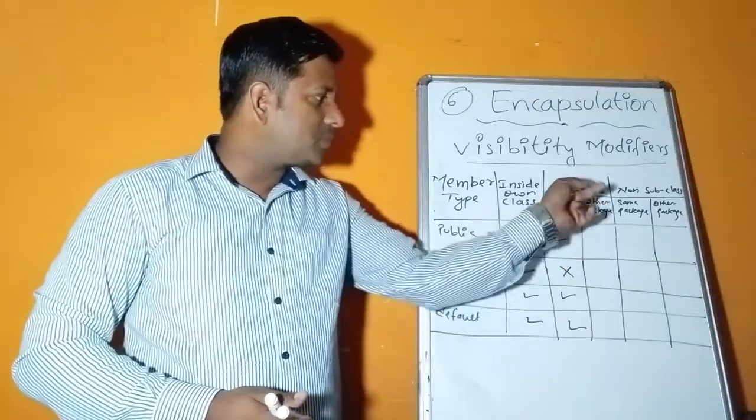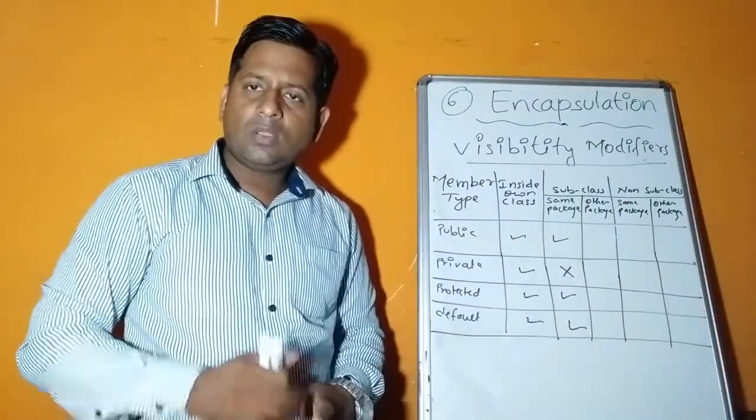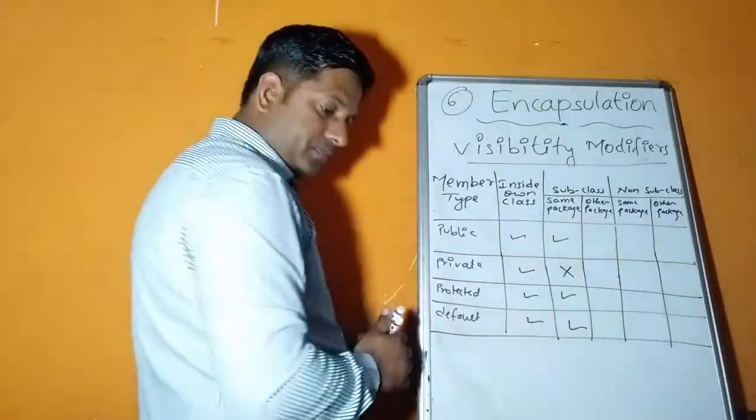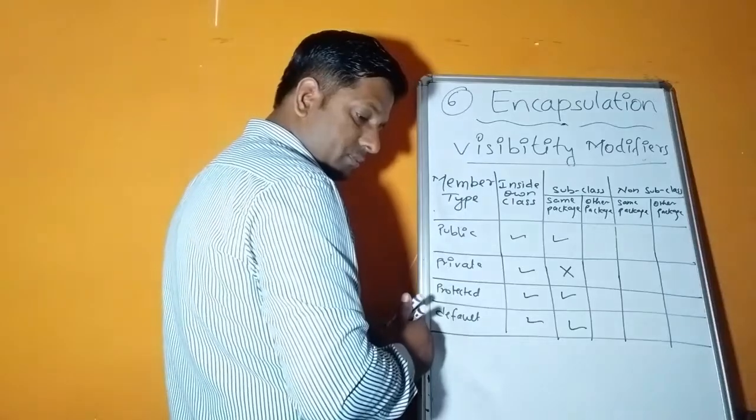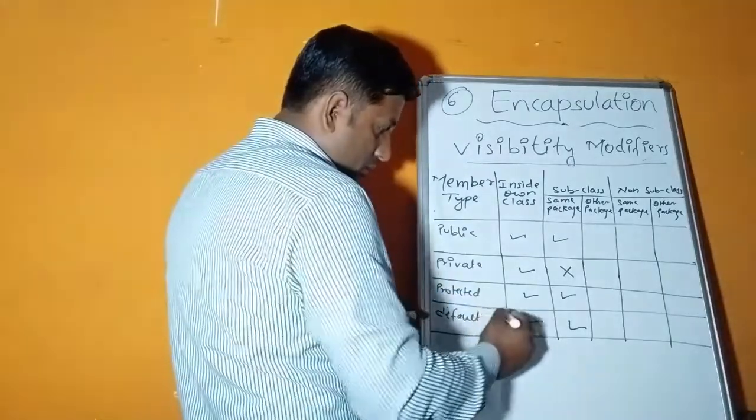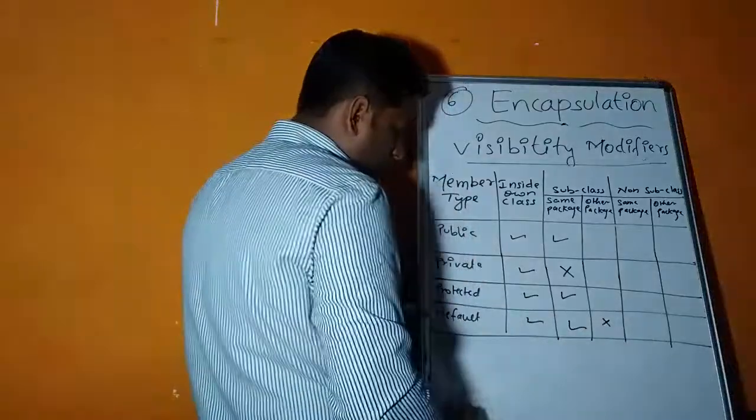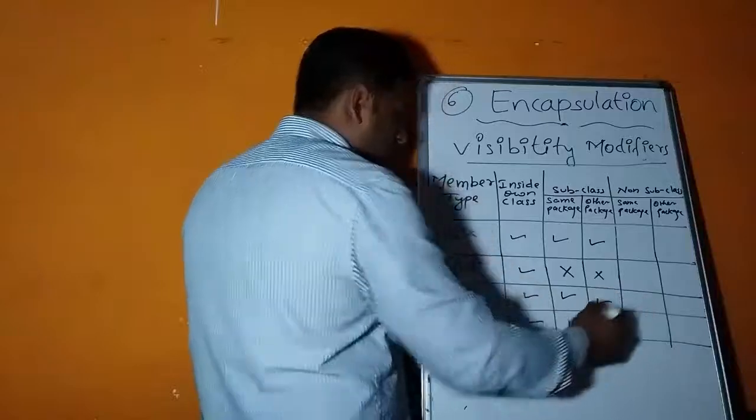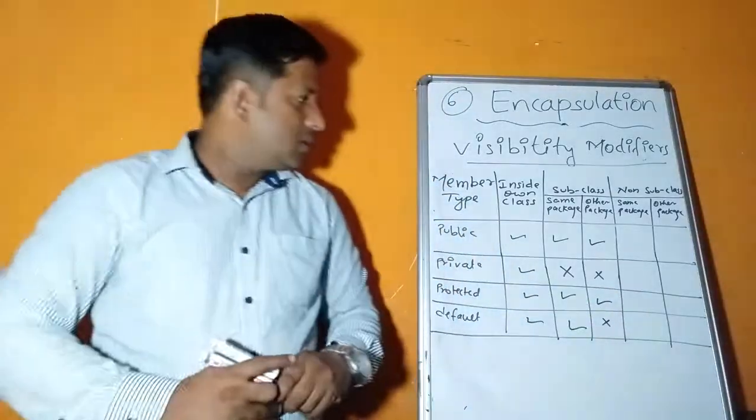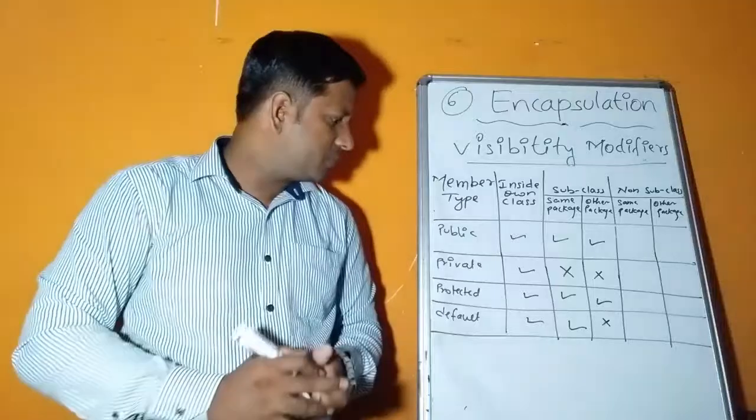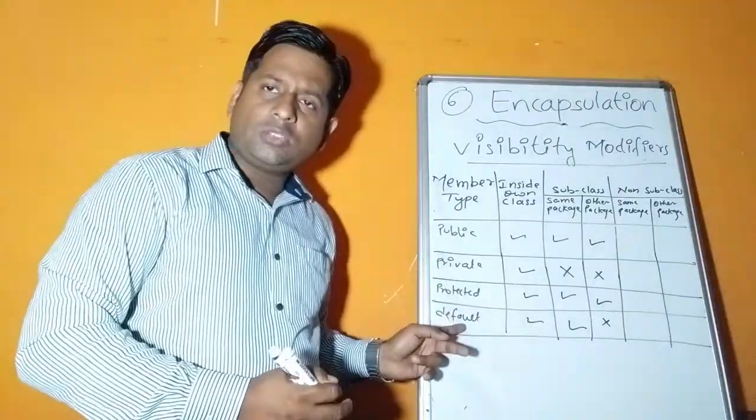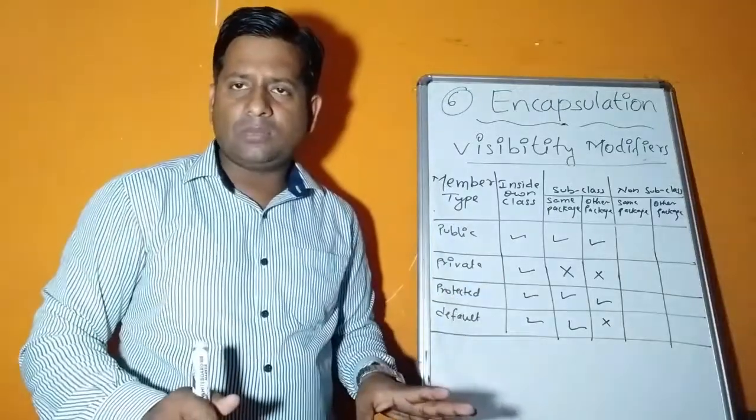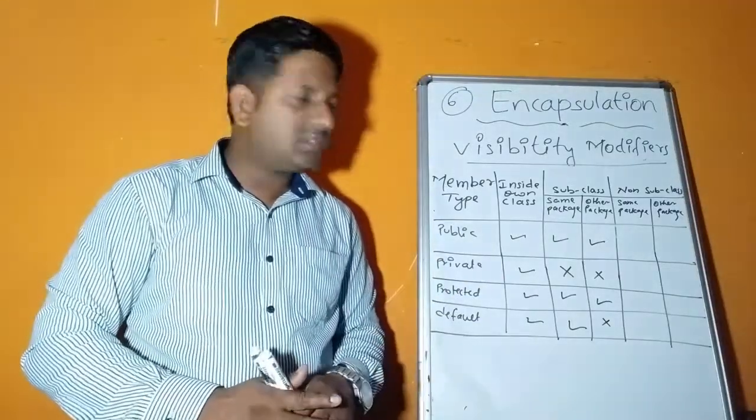Now let us come to the part of subclass, other package. Default is not accessible, private is not accessible, public and protected are accessible. See, subclass other package, except the private and default, public and protected are accessible. Clear, children?